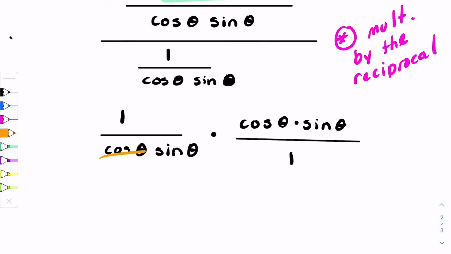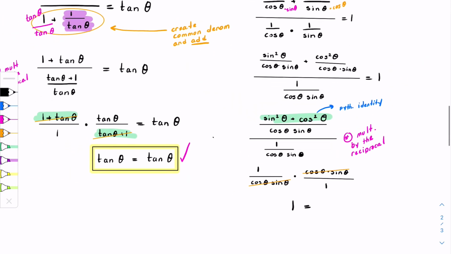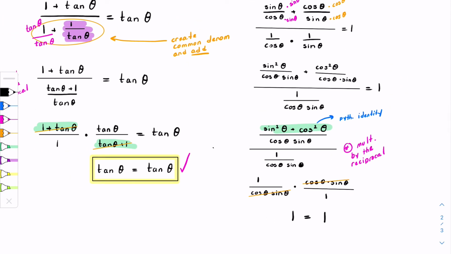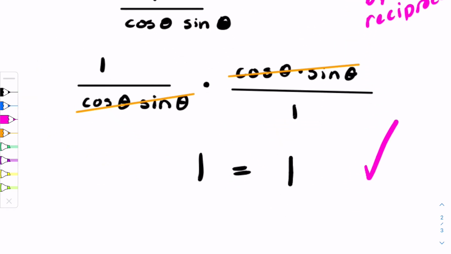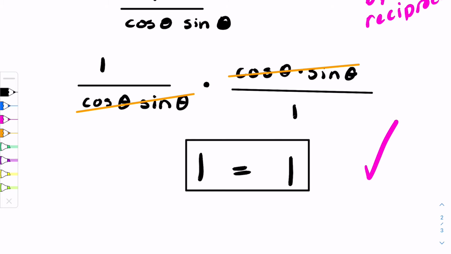Here you can see that your cosine and sine values are going to be eliminated, leaving you with the fact that this is 1, and we were proving that it is equal to 1, so we just proved our trig identity. And that's your final answer.